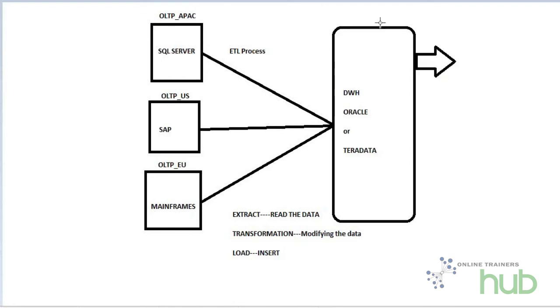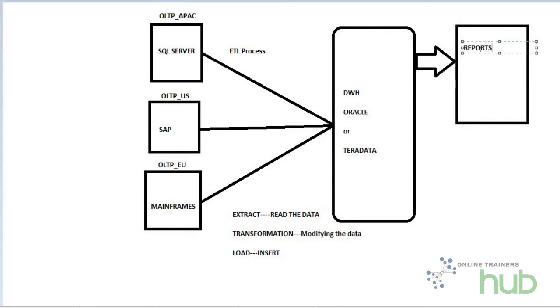The reports will be generated in the form of pie charts, bar graphs, and all those things, by using your data warehouse. The process of generating the reports is called a BI, business intelligence process, so they are called BI tools. Reports will be generated in a tabular format, and you can also generate them as pie charts, bar graphs, and in different formats.